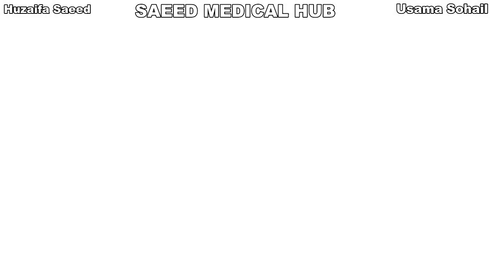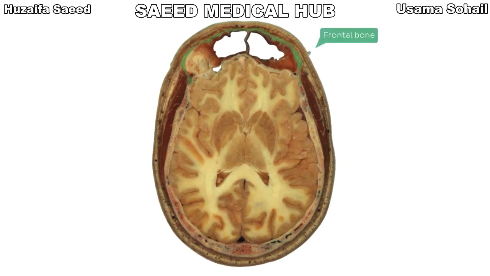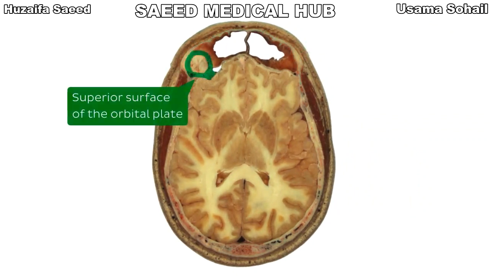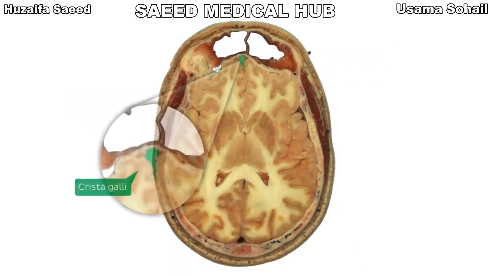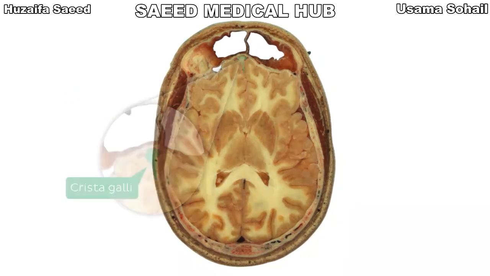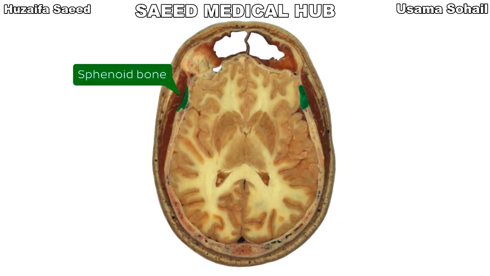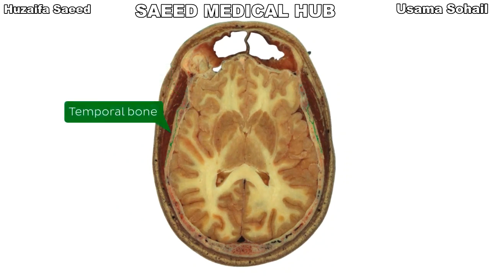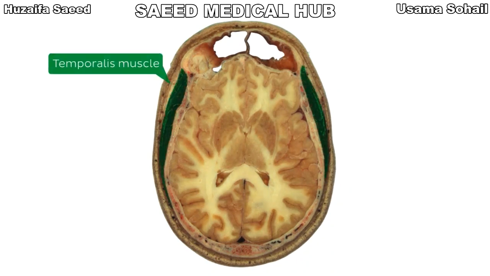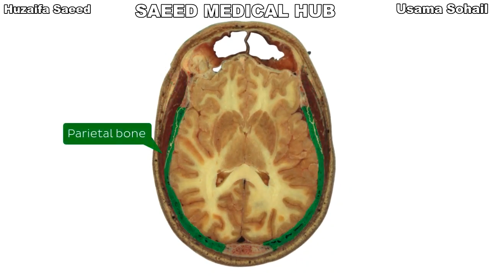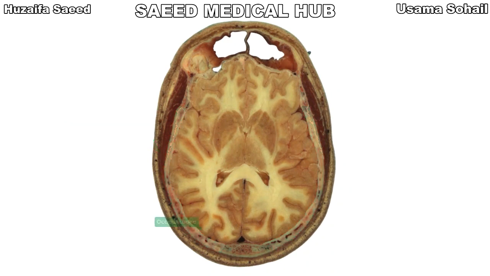First, we looked at the bony structures of the cranium, starting with the frontal bone. Then we looked at the superior surface of the orbital plate, and then the crista galli. From there, we studied the keystone of the skull, which is the sphenoid bone. We then pointed out the temporal bone, and then the muscle with a similar name, the temporalis muscle. Moving posteriorly, we found the parietal bone, and then another bone, the occipital bone.